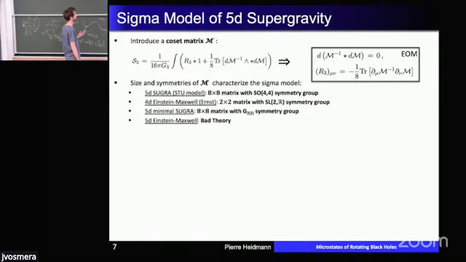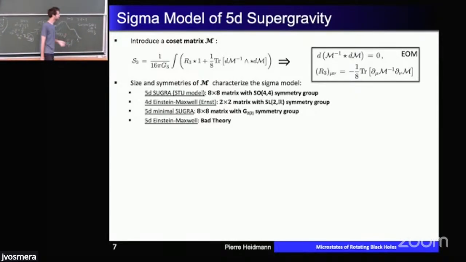Then if you take 5D minimal supergravity, which we'll do in a moment, it's just a truncation of 5D supergravity where all the scalar fields are trivial and the 3 gauge fields are equal. It goes from SO(4,4) to G2(2), which I don't know what it is, whatever. And finally, you can just for fun ask, what happens if you don't take 5D supergravity, but 5D Einstein-Maxwell, which is pretty much the same, but you don't have the Chern-Simons term.